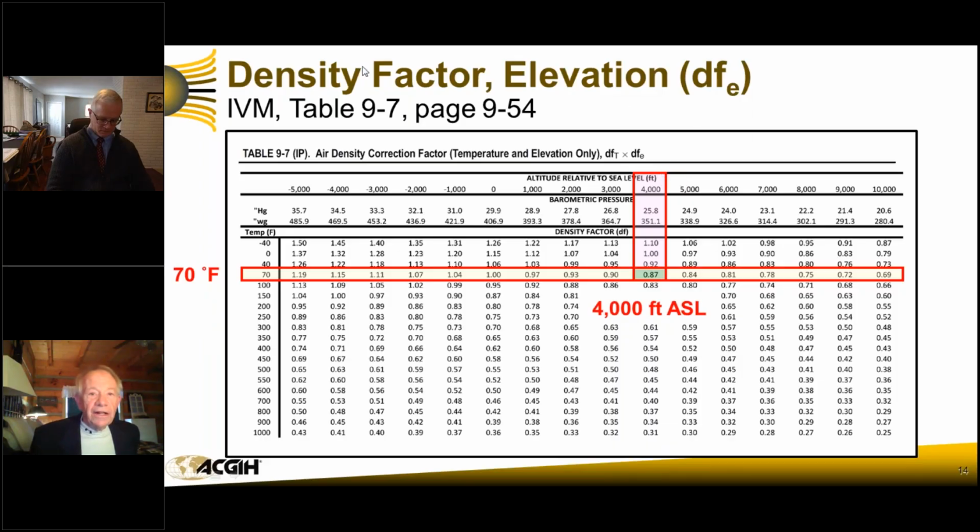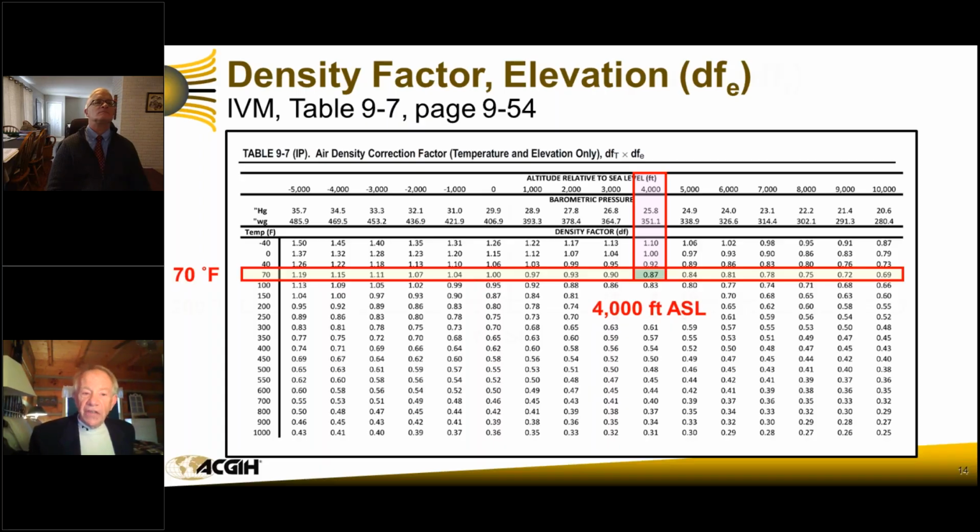So let's say here, 70 degrees. We're going to look at 4,000 feet. Well, 4,000 feet above sea level, so we have the proper normal standard temperature, but we're at 4,000 feet. At 4,000 feet, we're at only 87% of the molecules that we would have at sea level. So we have to take that into consideration.